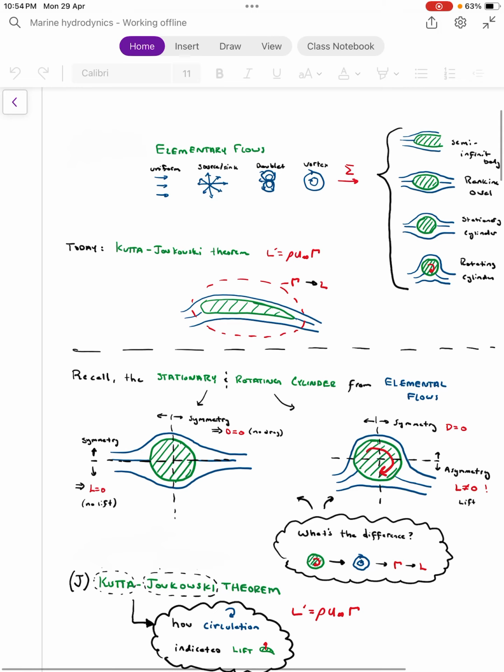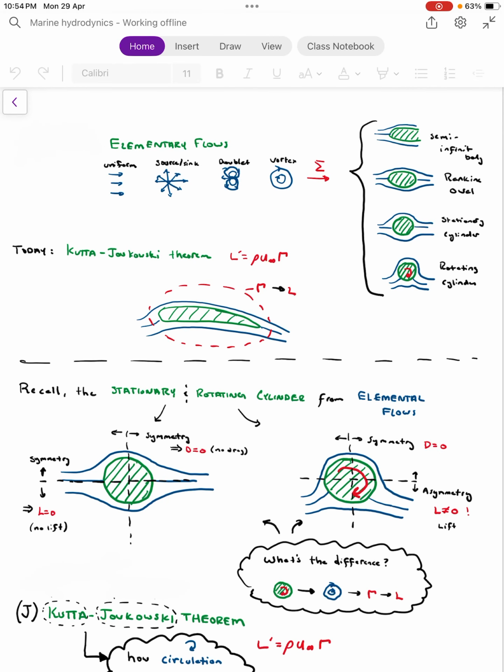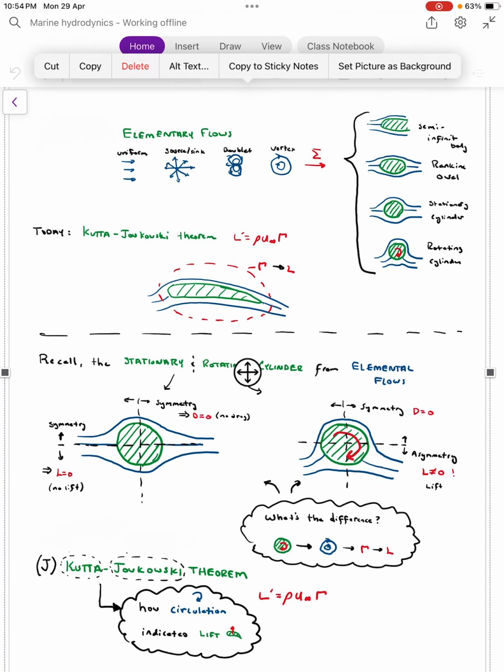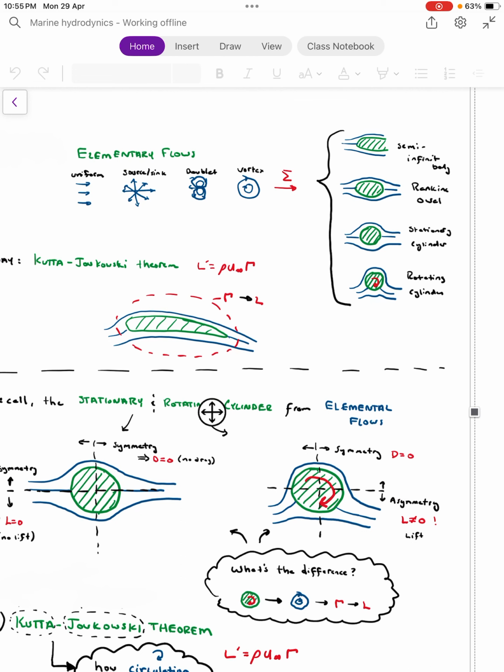I am assuming that we already know the streamline function and velocity potential, and we have already discussed some elemental flows like uniform flow, source or sink, doublet and vortex. Through superposition of these elementary flows, we can create different types of flow about a body, like flow around a semi-infinite body, Rankine oval, stationary cylinder, and rotating cylinder.